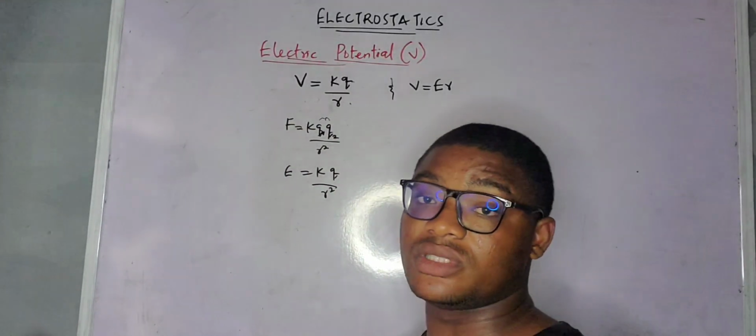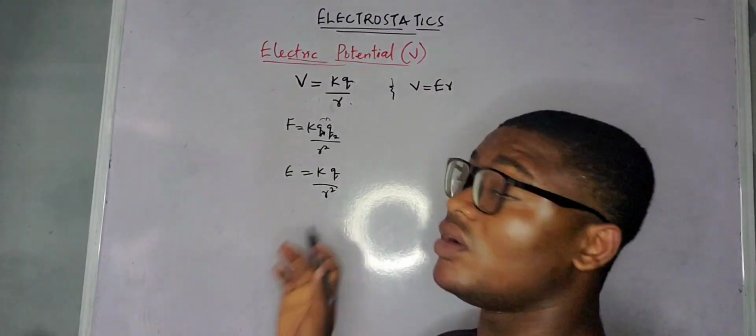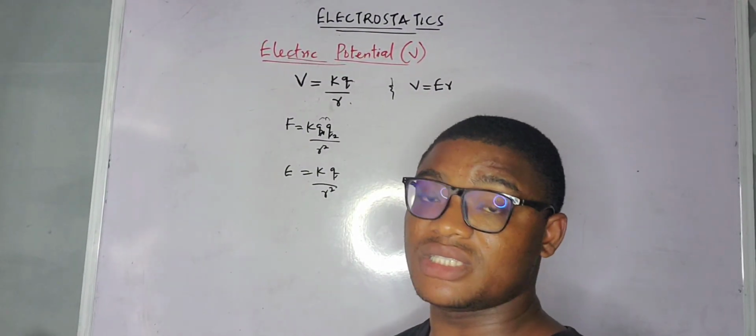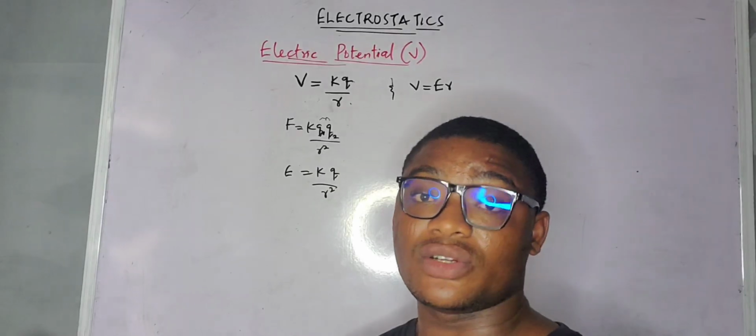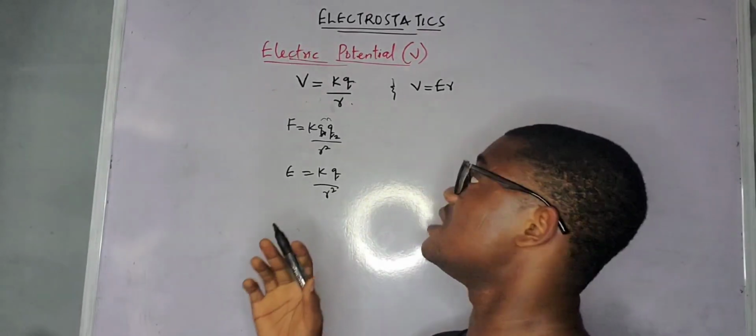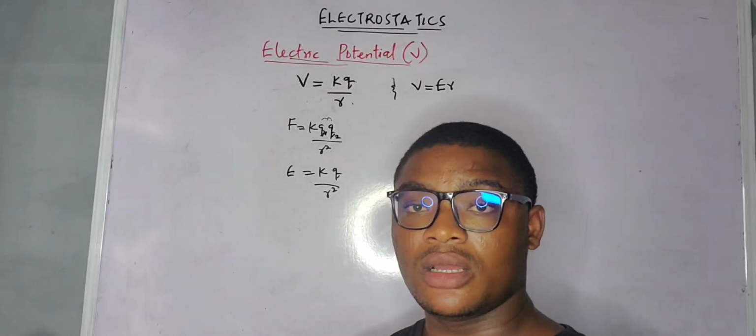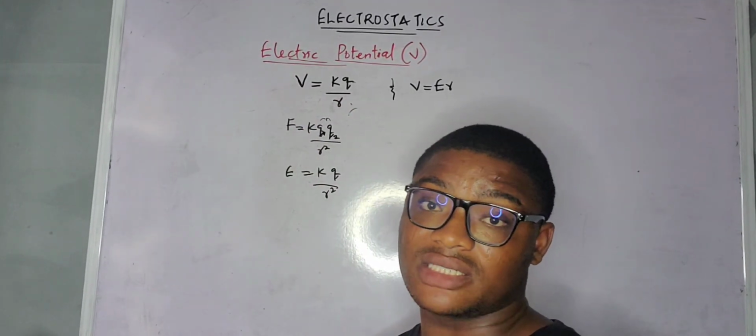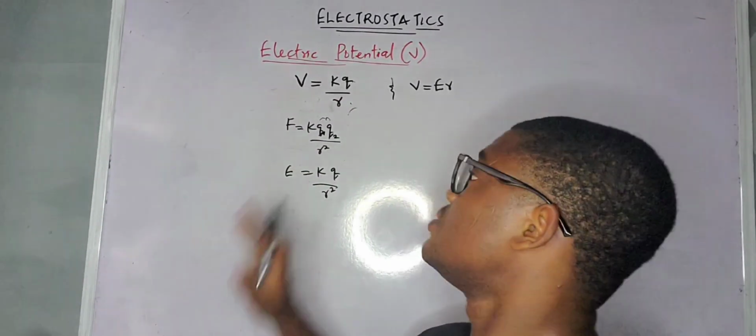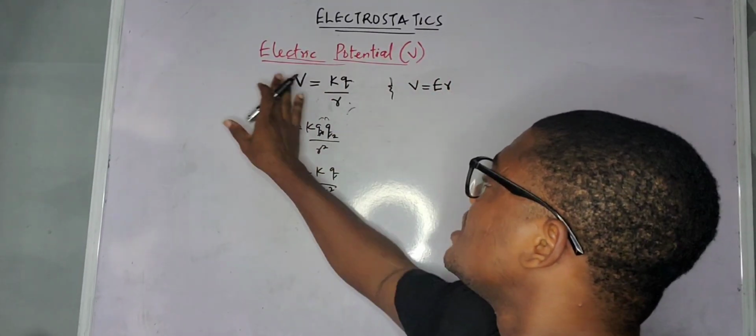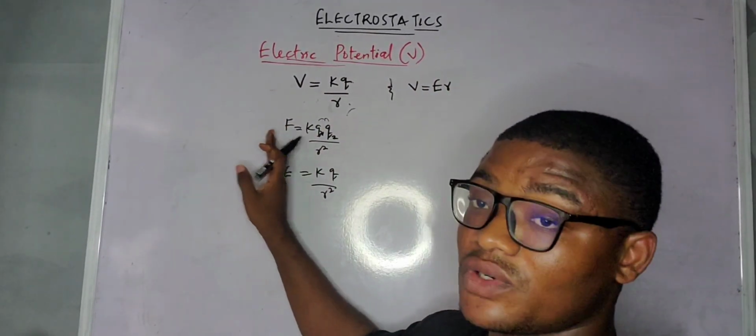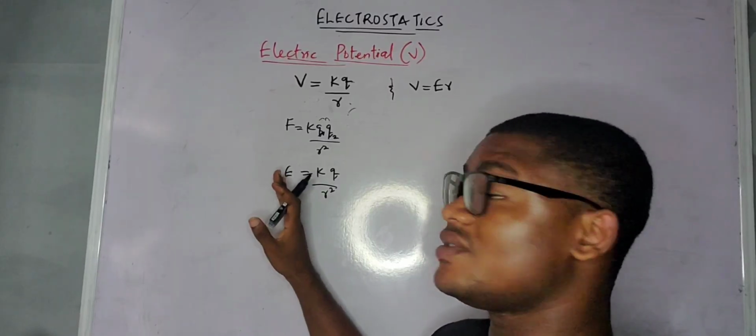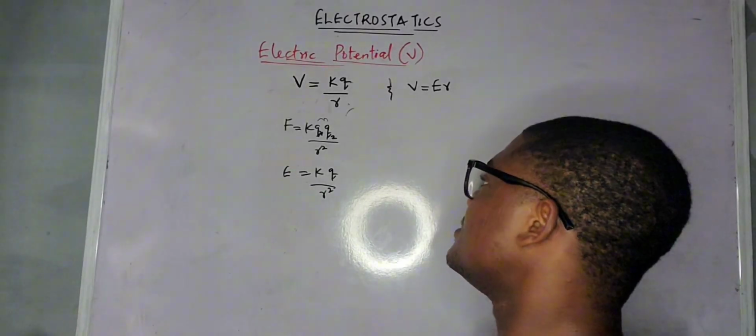So I'm just dealing with the major calculation aspect of electrostatics, because I don't think they commonly ask you what is electric potential. Electric potential is the work done to bring a unit positive charge from infinity. I hope you understand. That is the definition of electric potential. So this is the formula for electric force, this is the formula for electric potential, and this is the formula for electric field intensity.